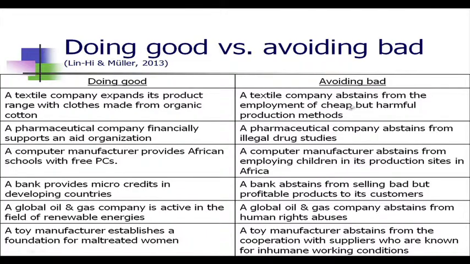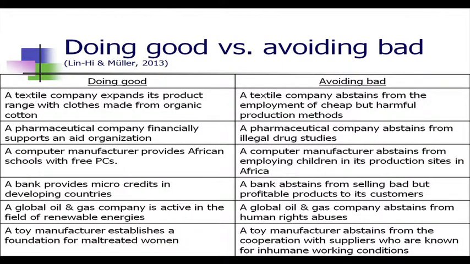Doing good, for example, and this is the exact reproduction of the table from that paper: a textile company expands its product range with clothes made from organic cotton. Avoiding bad would be a textile company consciously abstaining from cheap but harmful production methods. They don't necessarily use organic cotton, but they are conscious about not using harmful products, so they don't go above and beyond the call of duty. Another example they've given is a pharmaceutical company financially supporting an aid organization.